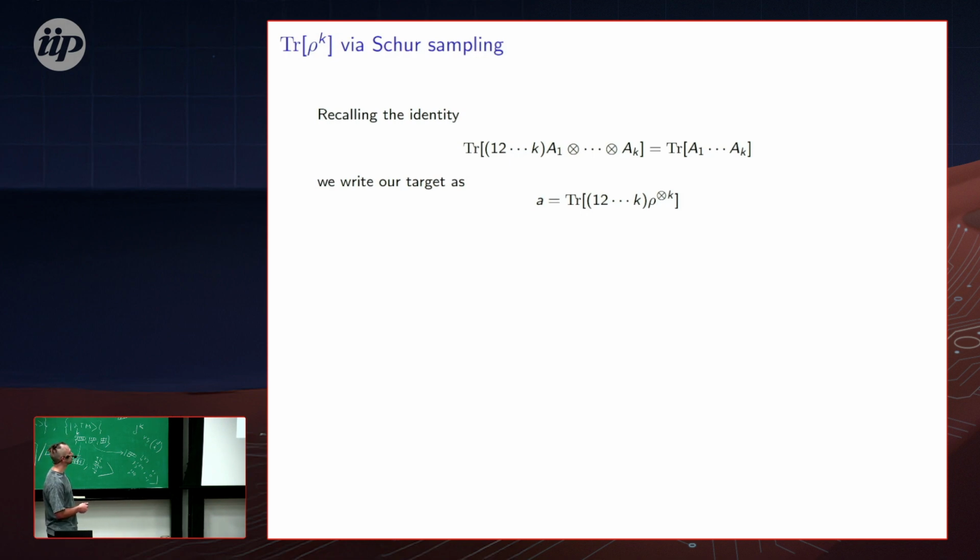All right. So we can write our target, let's call it A, the thing that we want to compute. We wanted to compute the trace of rho to the power k, but instead of doing that, we write it as the trace of the cyclic shift and rho tensor k. So we initialize k copies of rho, and we try to measure the expectation value of this unitary.